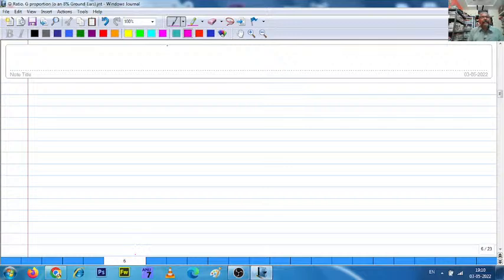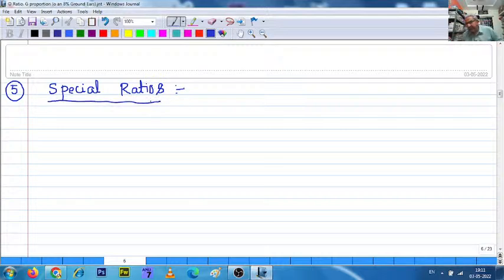Next, let's have a discussion on the next point, that is special ratios. This is very, very important. Generally in competitive entrance examinations, it may be SI or police constable or SSC CGL, other Group 1, Group 2, Group 3, or NDA or Air Force, any competitive entrance examination, these types of questions will be asked. Special ratios.